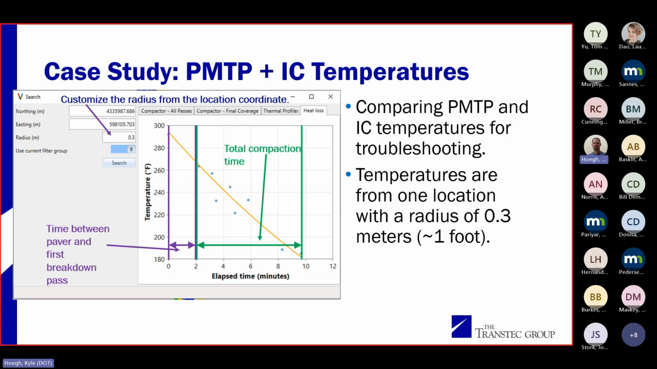One thing I like to do, if I get any data in and there's anyone having issues with density or anything, this is one of the first things I'll look at: what did this curve look like at their core location. A couple of things you can see: the time between 0 minutes and that next point is how much time passed before your roller got to the mat. And then you can also see how long you're compacting it for.